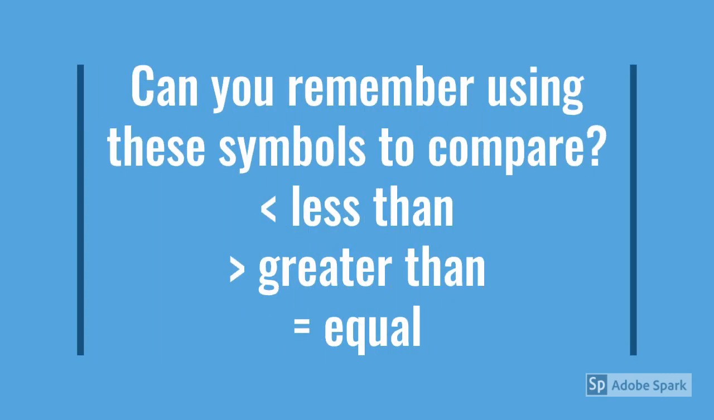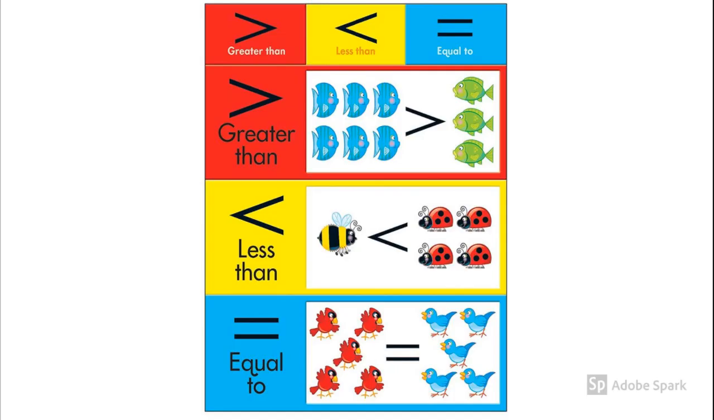Throughout your time in Year 2, we have been looking at these symbols in different contexts. We've looked at the less than, greater than, and of course the equal sign. We will be using these today to help us compare the capacities and volumes. This slide shows very clearly the greater than, less than, and equal to signs. Please feel free to pause the video to practice to make sure it really is firmly in your head.